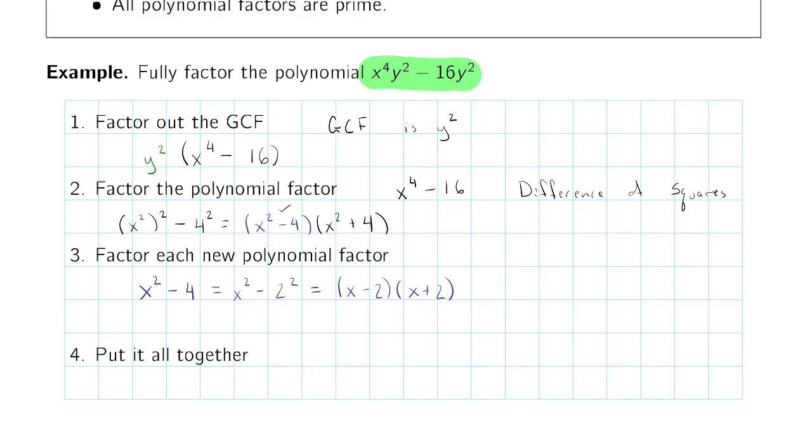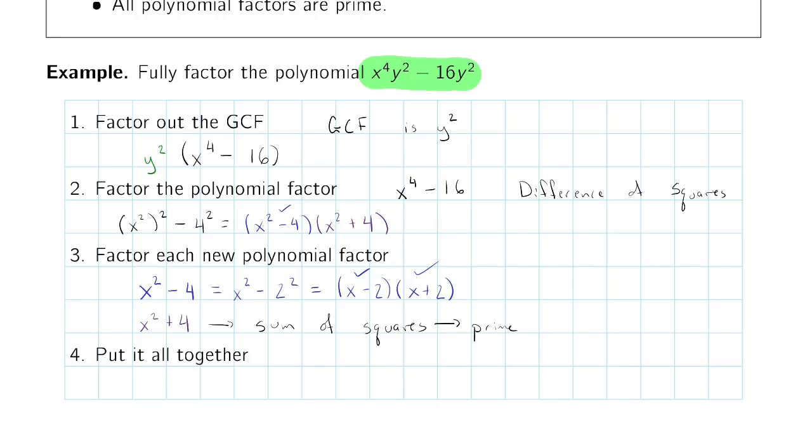On the other hand, x squared plus 4, that's a sum of squares. And there's no funny business I can do, right? I don't secretly have cubes as well or anything like that. That's a sum of squares. It's prime. So my second factor up here is already prime. I can't factor that further. These factors are linear, so they are prime. And so all of my polynomial factors that I have left are now prime.